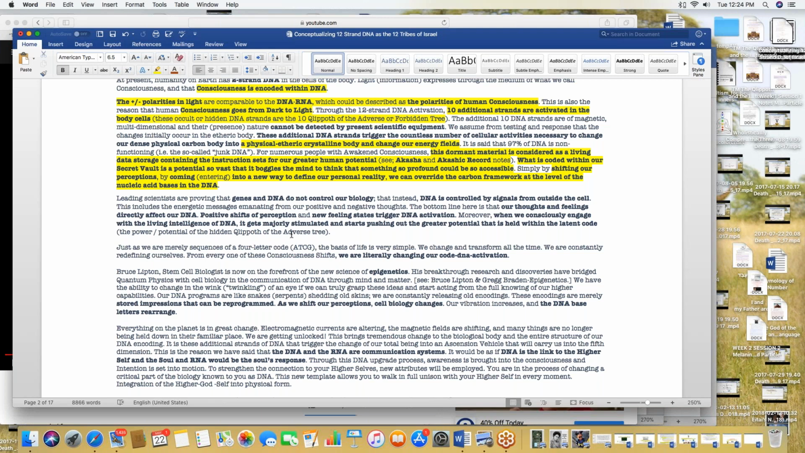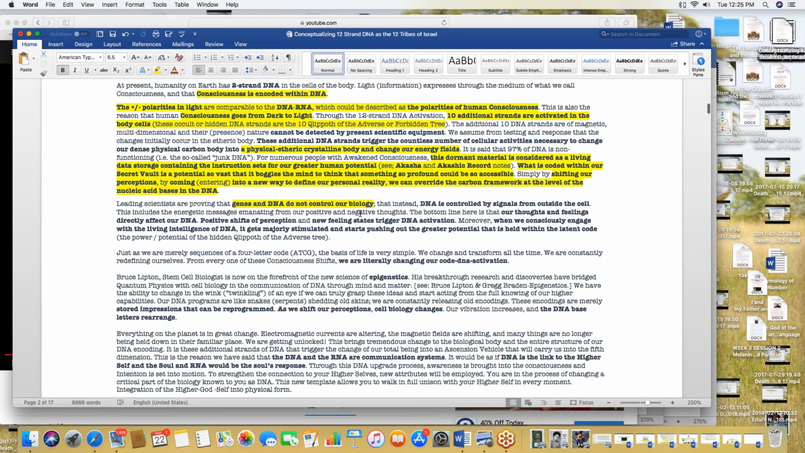Leading scientists are proving that genes and DNA do not control our biology. Well, this is what we said. We said our identifying ourselves as the 12 children of Israel doesn't define us. Our coming under the 12 zodiac signs, the Mazarot, that doesn't define us. Only when we remain human does it define us. But we can find control outside of the carbon-based reality, or so-called reality, outside of even the 12-strand DNA. That doesn't control us. All this is telling us is that we control it.